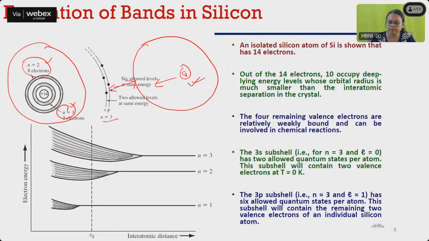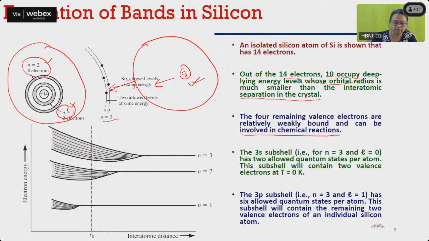So out of the 14 electrons, only 10 occupy deep lying energy levels whose orbital radius is much smaller than the interatomic separation in the crystal. Okay, that is clear for them. The 4 remaining valence electrons are relatively weakly bound and can be involved in chemical reactions.